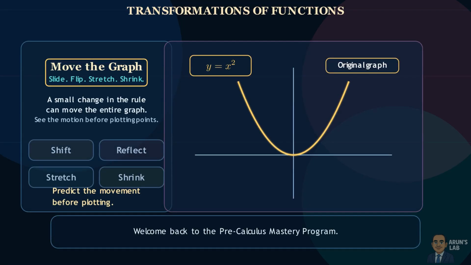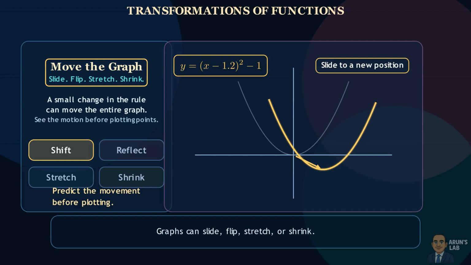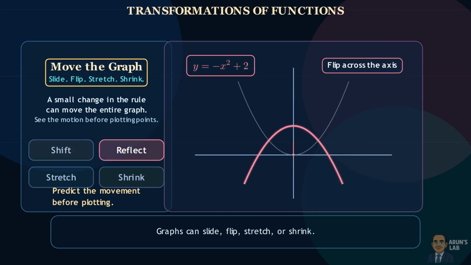In our previous lesson, we explored the graphs of basic functions. We saw how linear functions form straight lines, quadratic functions create parabolas, absolute value functions form V shapes, and cubic functions create smooth S curves. But now an interesting question appears. What happens if we change the function slightly? Will the graph change completely or will it simply move to a different position?